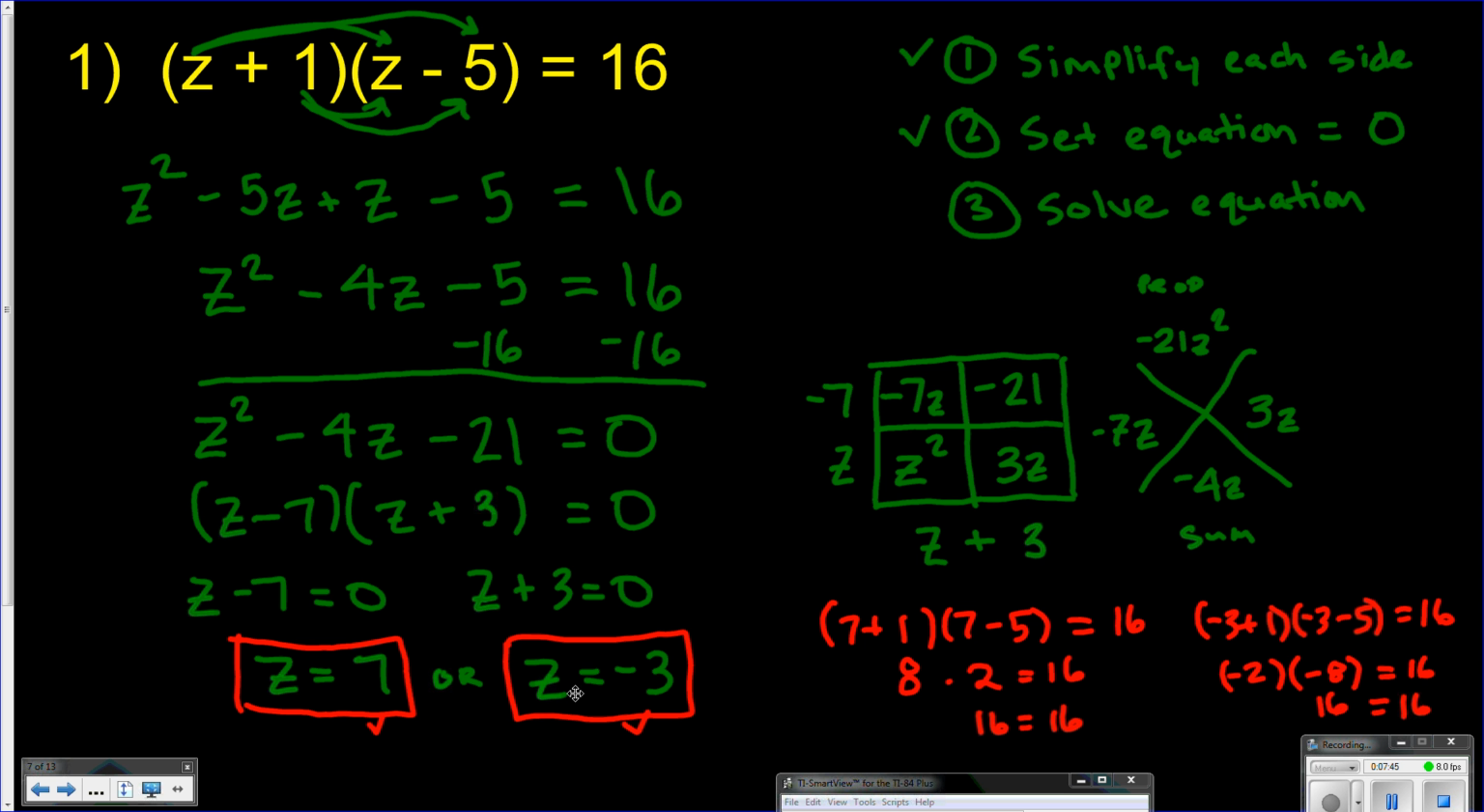That is problem number 1. If you have questions about this, make sure that you ask in class. Hopefully this helped you get to where you needed to be. Let's check that off there too.